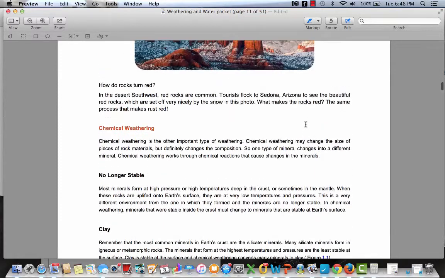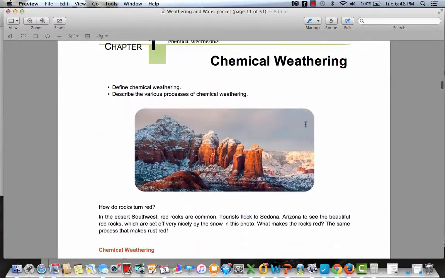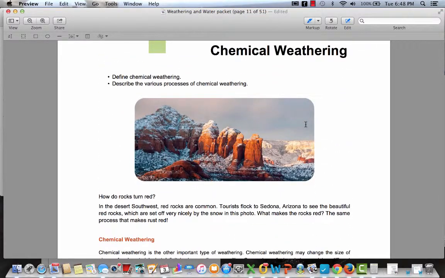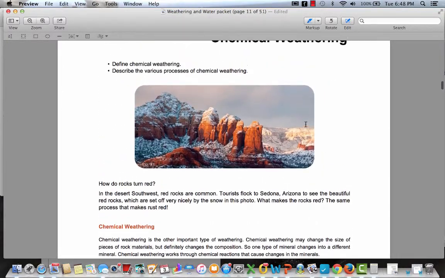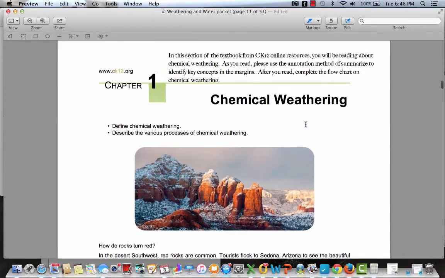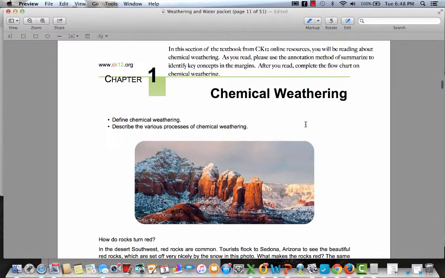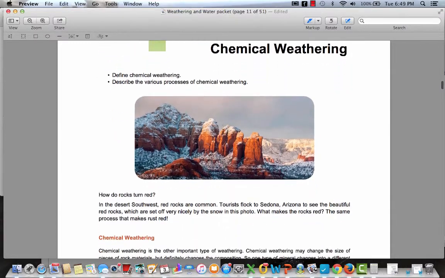Please take out your highlighter or pencil to underline, and we'll go through these first maybe 2 or 3 paragraphs together. And then with the sub, you can continue the rest. So our objectives for today are to define chemical weathering and describe the various processes of chemical weathering.